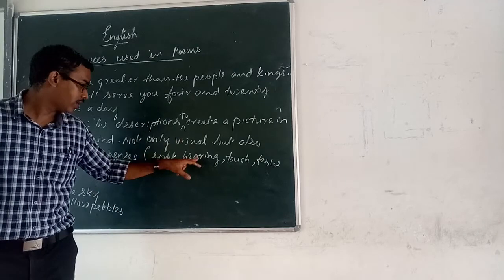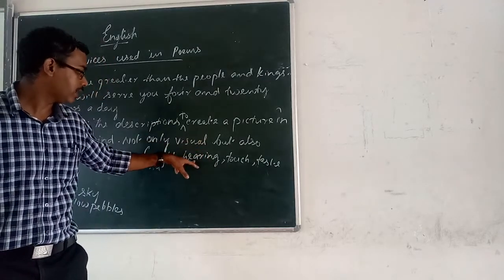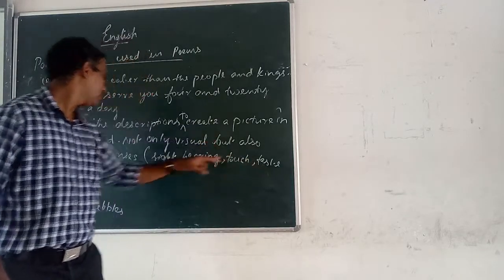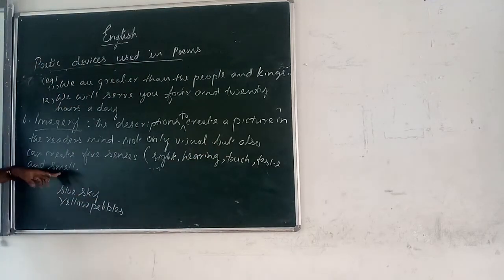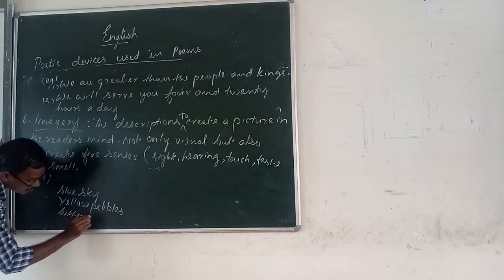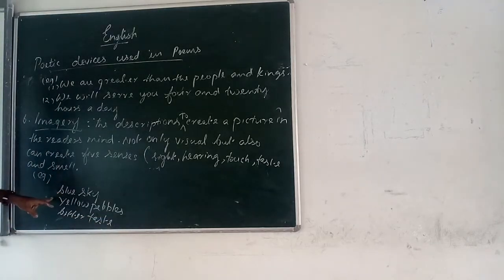Sight means visual, hearing means audio sound, touch means we get some sensation, then taste and smell. These are the five senses. When you come to the examples: blue sky, yellow pebbles, bitter taste. These are some examples for imagery.